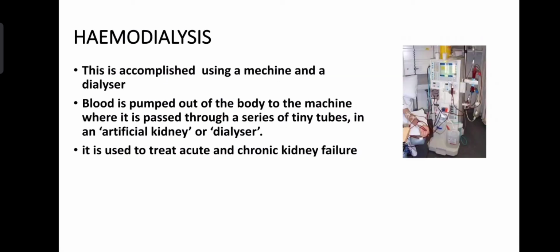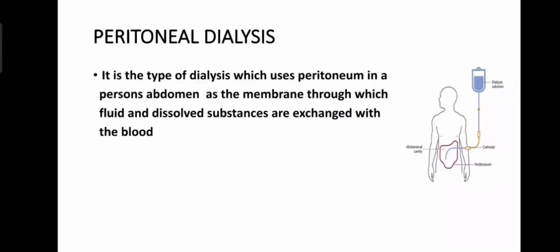Hemodialysis. This is accomplished by using a machine and a dialyzer. Blood is pumped out of the body to the machine where it is passed through a series of tiny tubules in an artificial kidney. It is used to treat acute and chronic kidney failure.